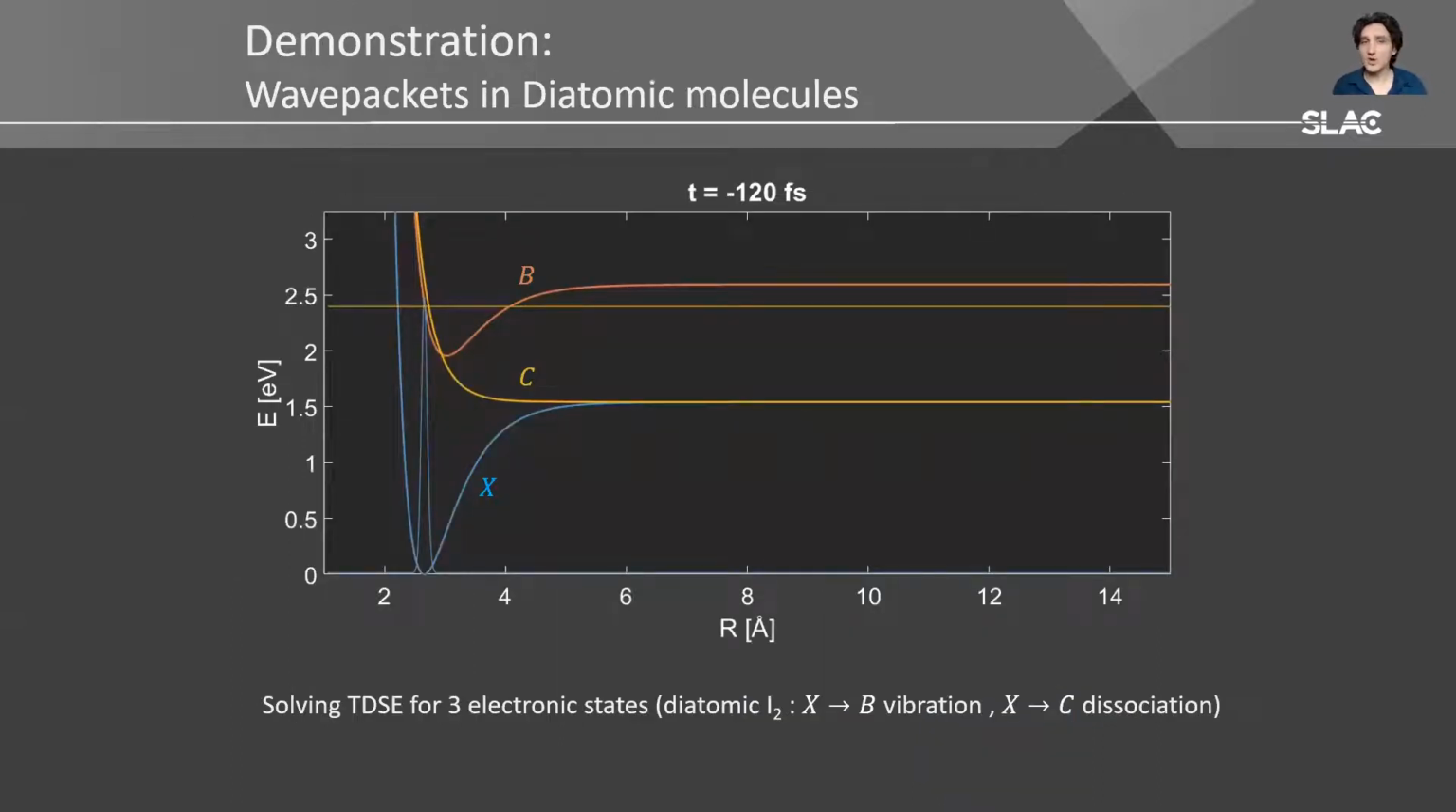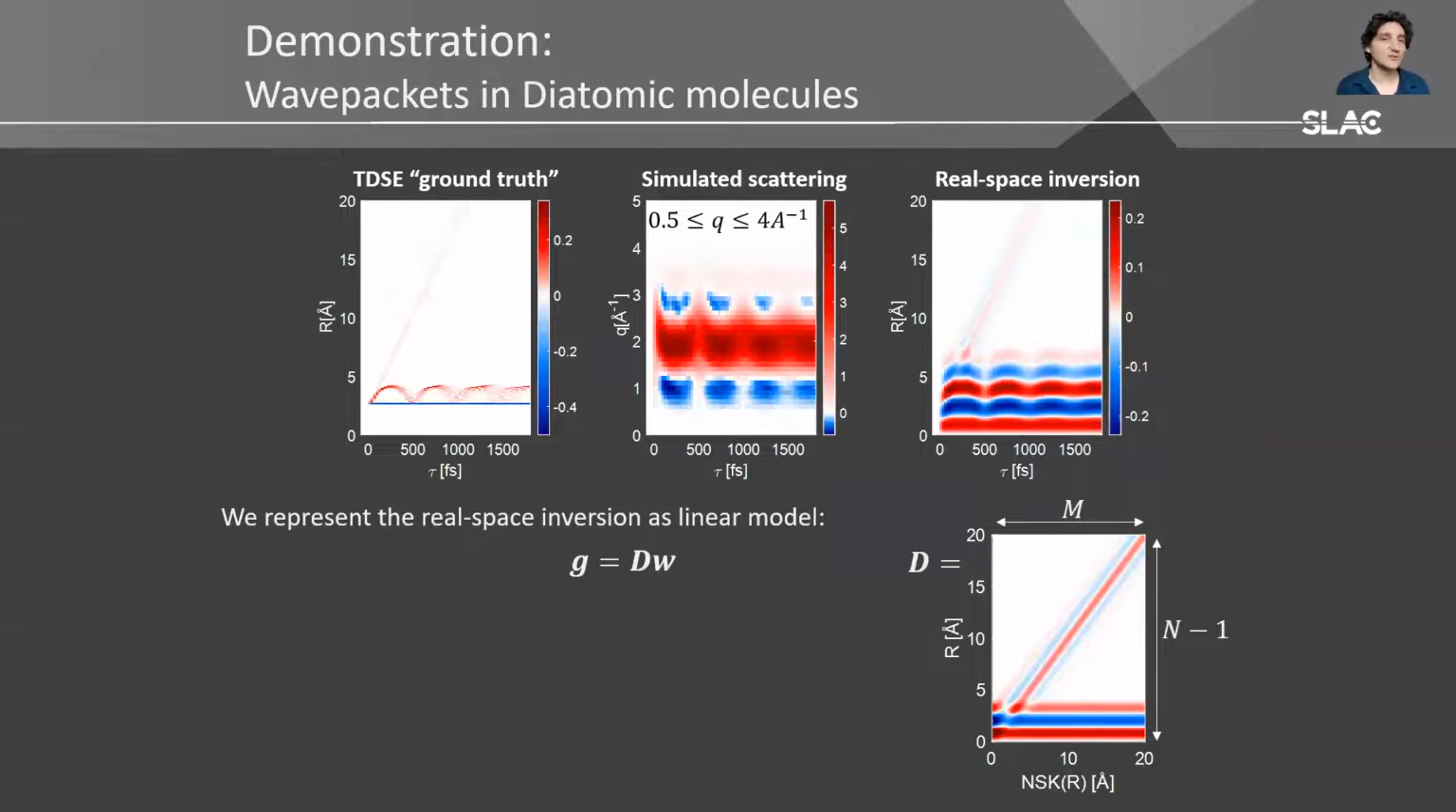But let's go beyond a delta function. Let's demonstrate this on a system that exhibits multiple types of complex wave packet motion in real space, such as this excited wave packet in atomic iodine that is far beyond a delta function charge density source. We solve the time-dependent Schrödinger equation for this system, and we subtract the unexcited part and obtain our so-called ground truth movie, where dissociation and vibration, as well as ground state depletion, are observed.